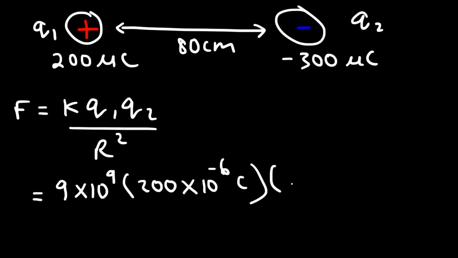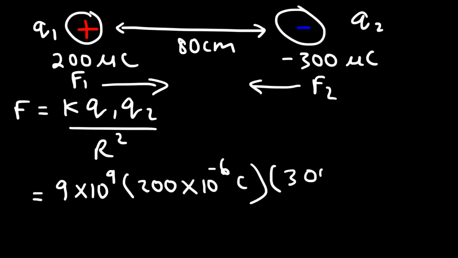Now for Q2, we don't have to worry about the negative sign because if you're looking for the magnitude of the force, it's always going to be a positive number. The only thing we need to worry about is the direction. The direction of the force acting on Q1 is going to be towards the negative charge, and the direction of the force acting on Q2 is going to be towards the positive charge. So when dealing with opposite charges, you're going to have a force of attraction. When dealing with like charges, like 2 positive charges or 2 negative charges, you're going to deal with a force of repulsion.